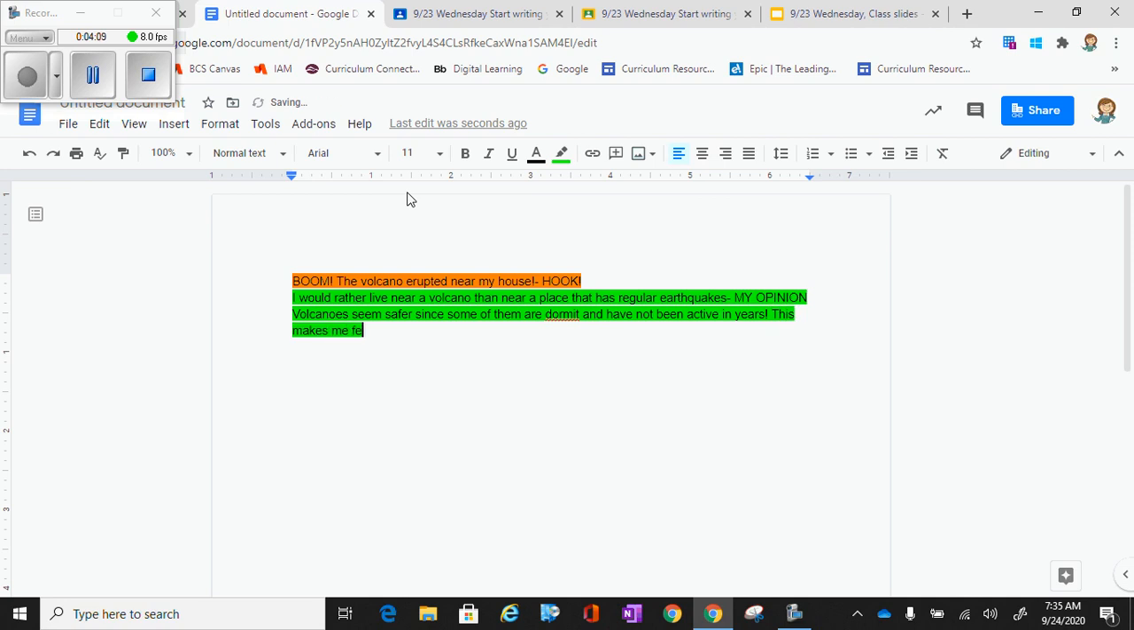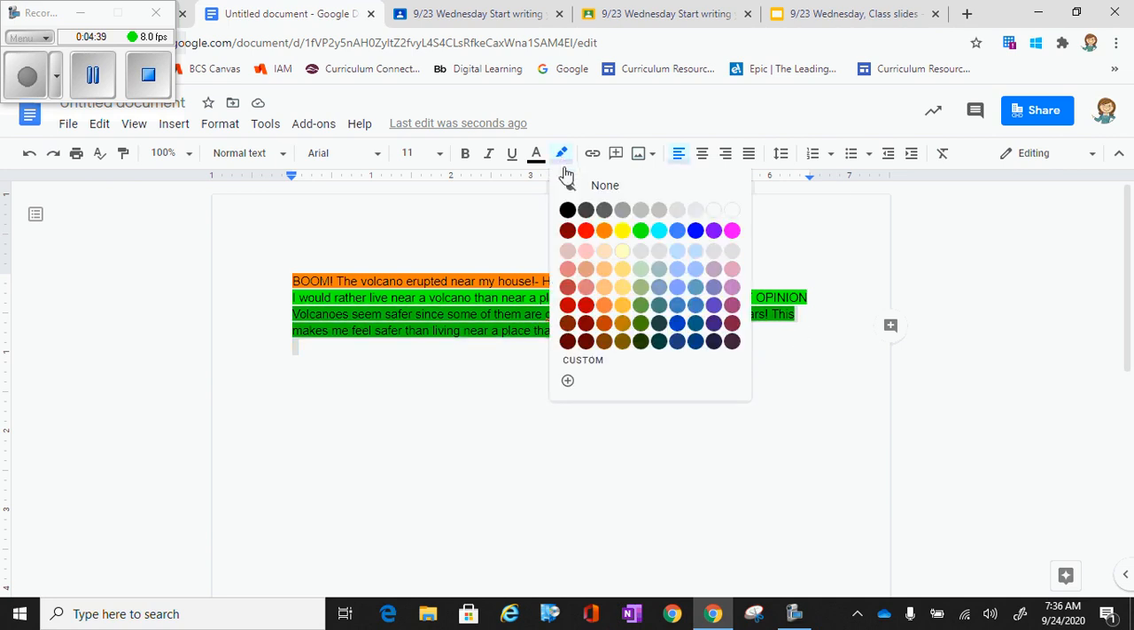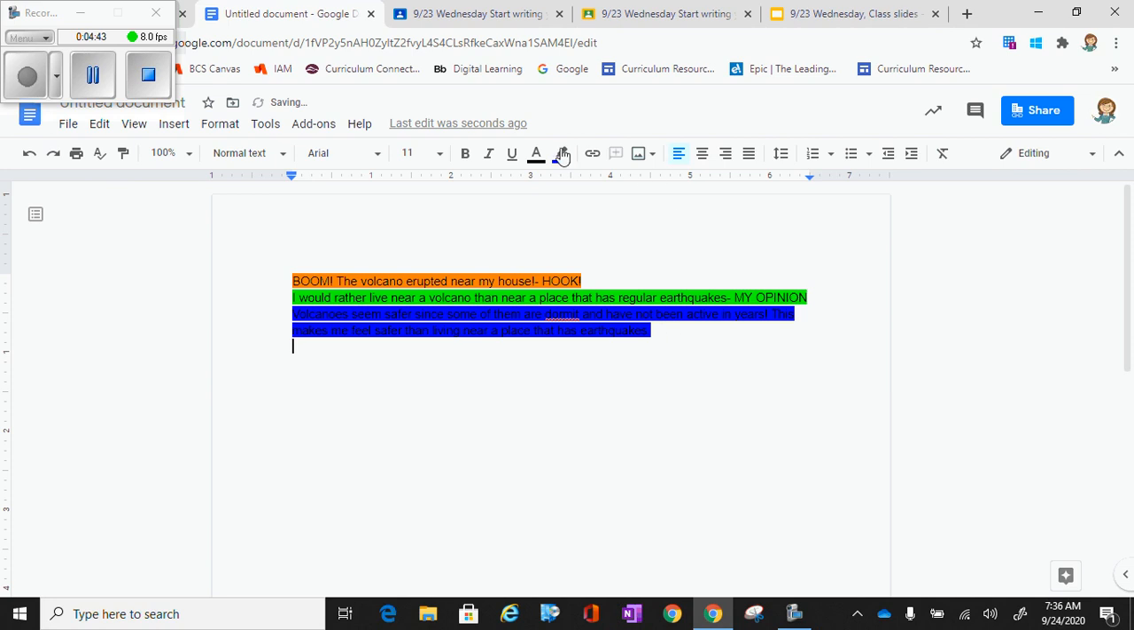This makes me feel safer than living near a place that has earthquakes. Oh, I'm having trouble spelling this morning. All right, now let's go back and fix this. In the green is our opinion. The sentences after that are the details or the reasons why I want to live near a volcano instead of an earthquake. I'm changing that so you can see it. So these are my reasons. All right. Guys, that's your introduction. You are finished with your introduction after this.